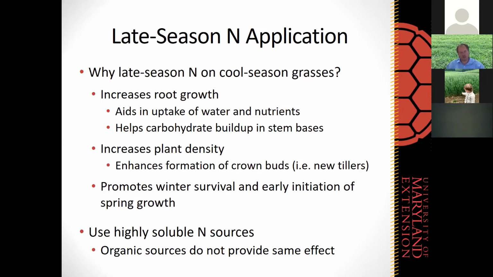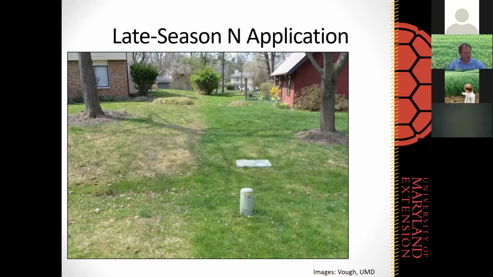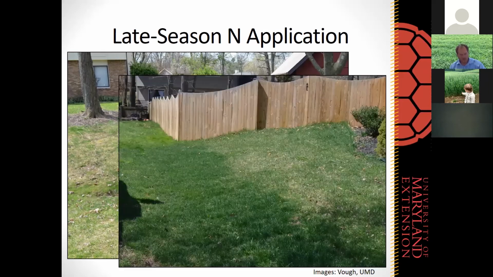Highly soluble nitrogen source. And this is actually Dr. Vo's yard, his previous yard, where on the right-hand side he did an application in the fall, and on the left-hand side did not. And you can see the difference in the green up in the spring. You can see how much greener it is on the right. Same thing in this picture. On the left got the fall application, the right did not.